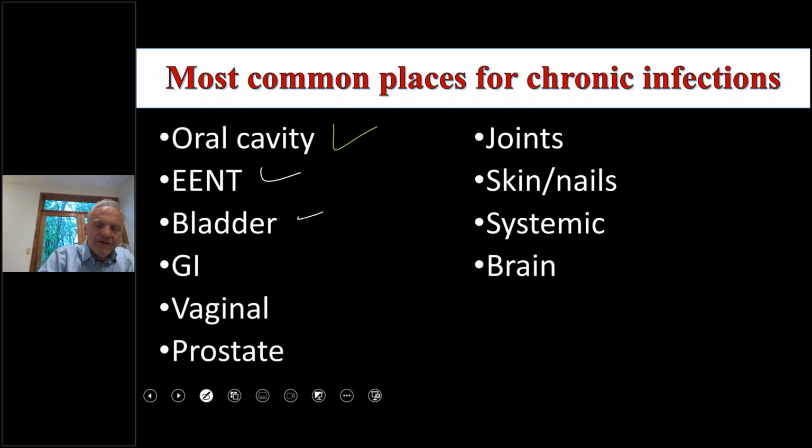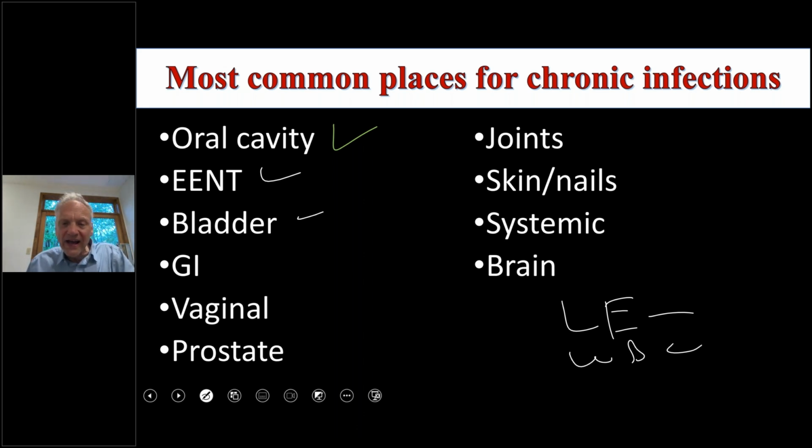Is it the bladder? You'd be surprised if you do urinalysis on post-menopausal ladies. You're going to be surprised at how many ladies have this low-grade leukocyte esterase and white blood cells in their urine because they have a chronic E. coli that's stuck to the wall of the bladder. There's not enough E. coli in there to show up bacteria in the urine, but there's enough to cause irritation where leukocyte esterase and white blood cells are.